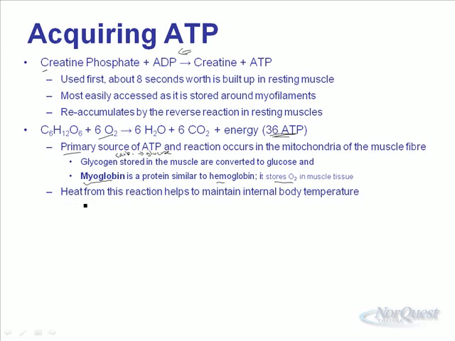Also, heat from this reaction helps maintain our internal body temperature. So as we move our muscles, we're burning up sugar. As we burn up that sugar, it produces heat, and that's what keeps our bodies warm. That's one of the reasons why when you're somewhere cold and you start to shiver, shivering is basically little muscle contractions. As those muscle contractions happen, we generate heat, and that keeps our body warm.